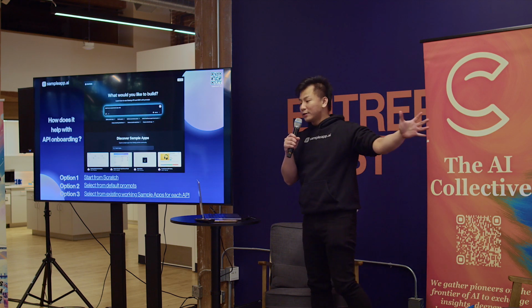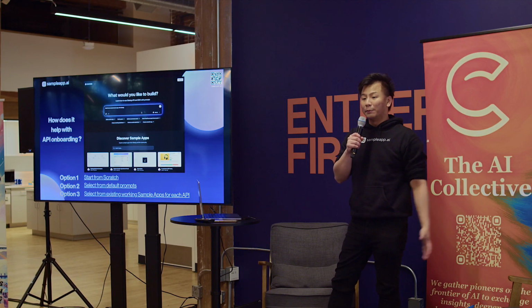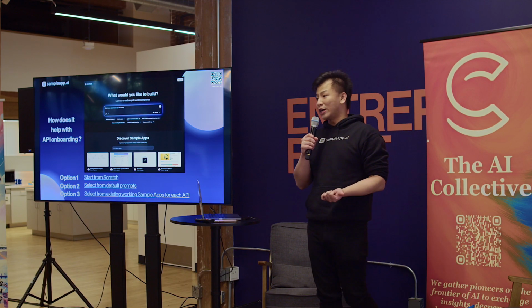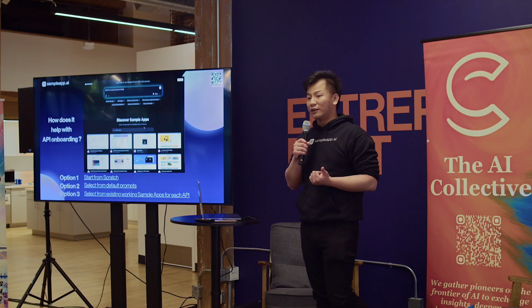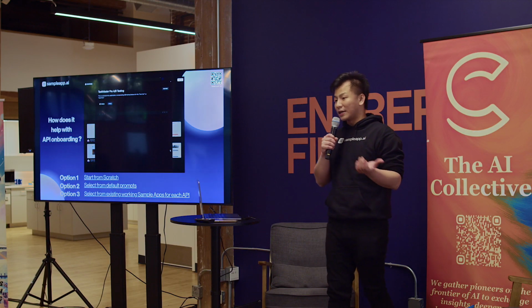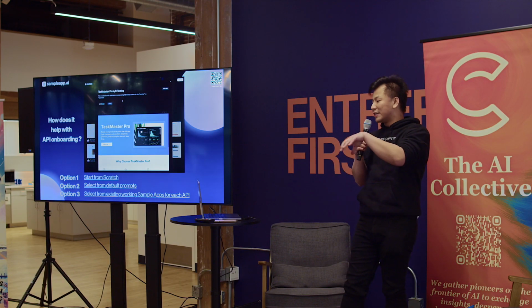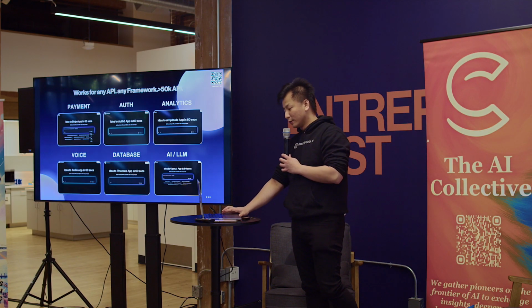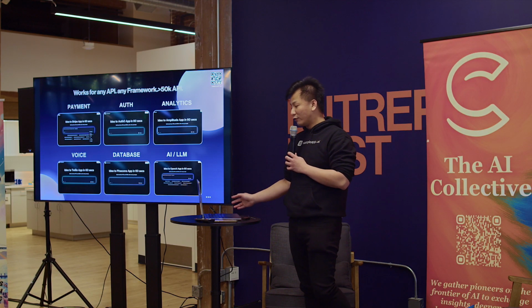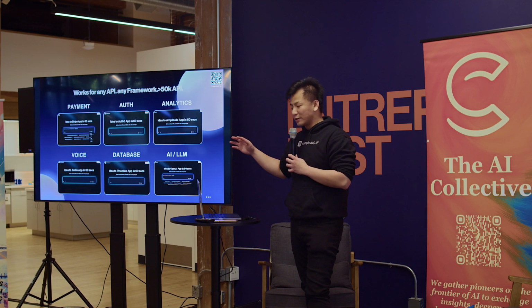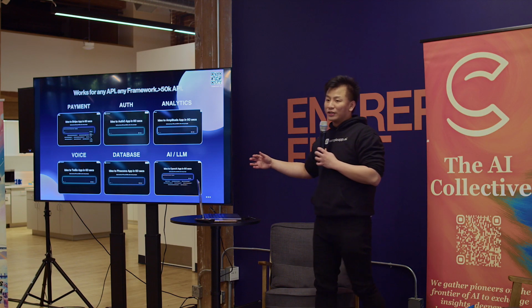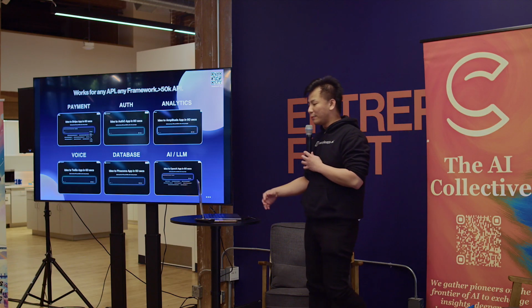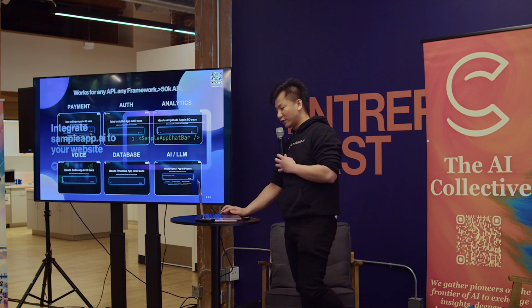So to summarize, there are 3 things that we help companies with. First, a developer can start from scratch. Second, they can select from a list of default prompts to have a working app. Lastly, they can select from a list of existing sample apps that are already pre-built with each API and SDK. It works for any API, any framework, and there are basically endless opportunities for any company. It can be a payments API, Auth API, voice API, and a bunch of others.